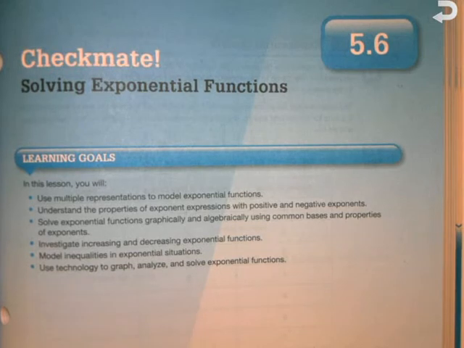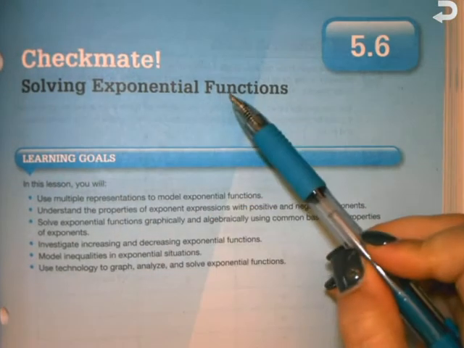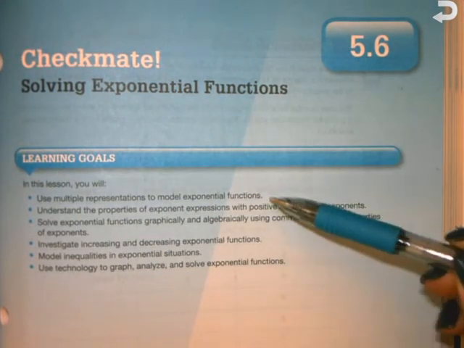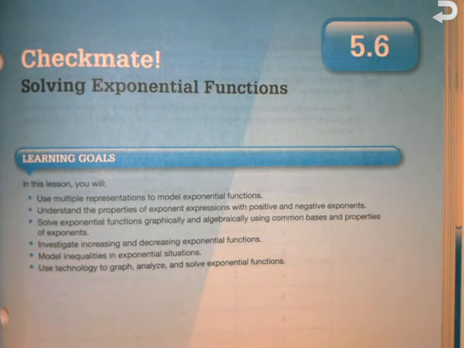Alright guys, so we're also going to do 5.6, so on the next page, just turn to that really quick. 5.6, we're going to be solving exponential functions. So, we are going to use multiple representations to model exponential functions. We actually already did that. That's what we were doing when we were going back and forth between forms.